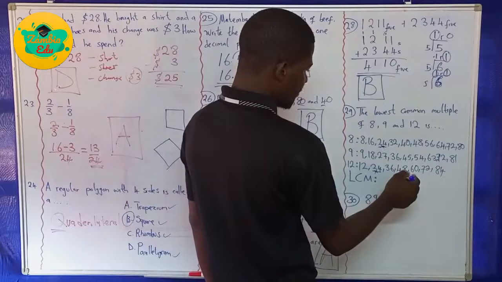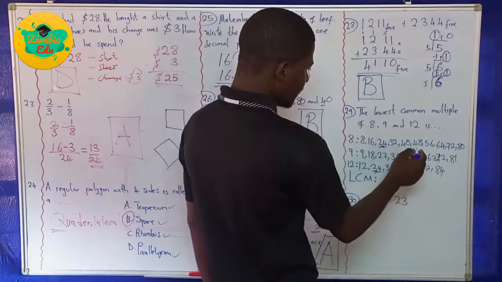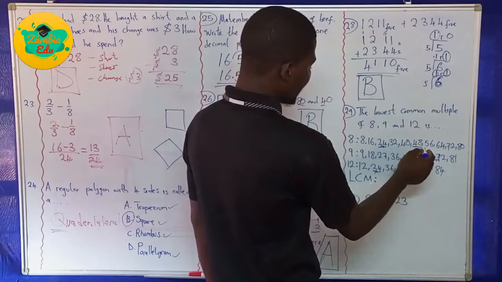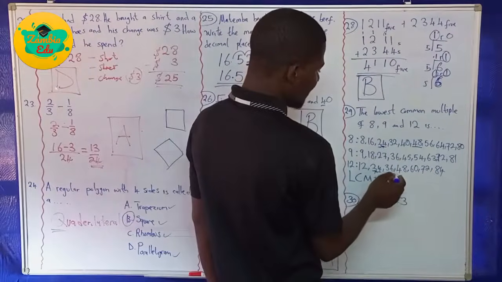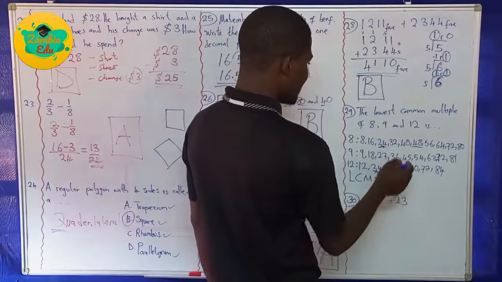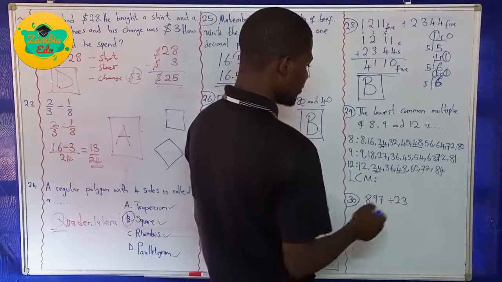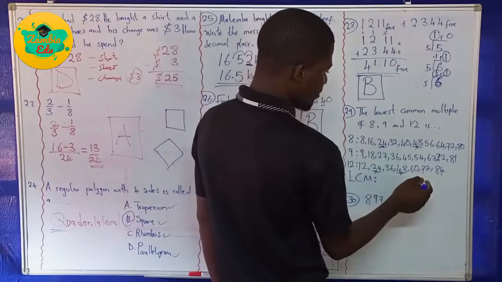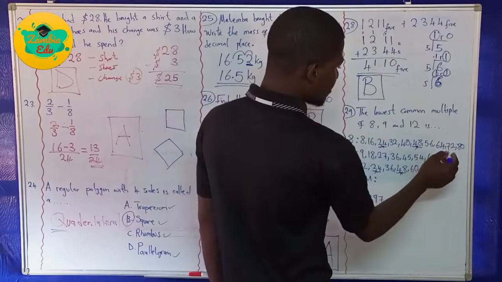Okay, which other value is common? 48 appears as a multiple of 8. 48 also appears as a multiple of 12, but 9 doesn't have it as a multiple. So 48 cannot be the answer. What else is common? Okay, let's just go to 72.